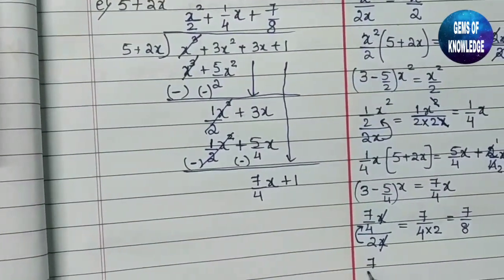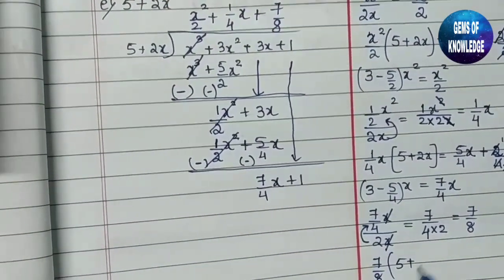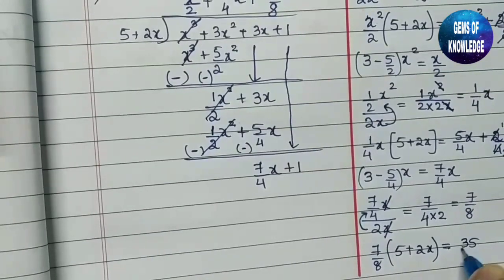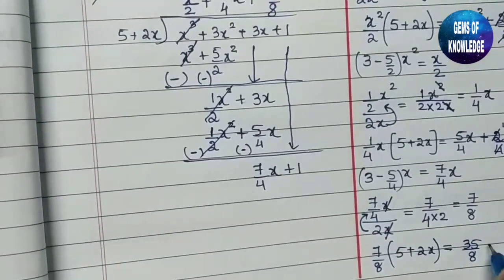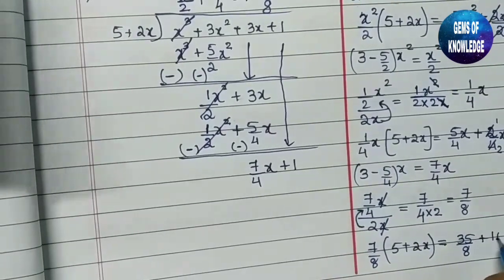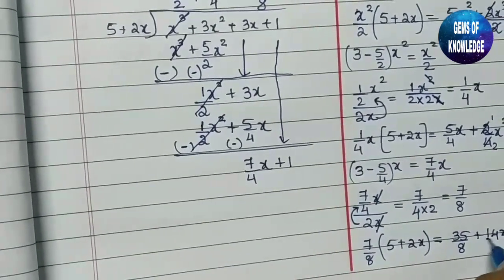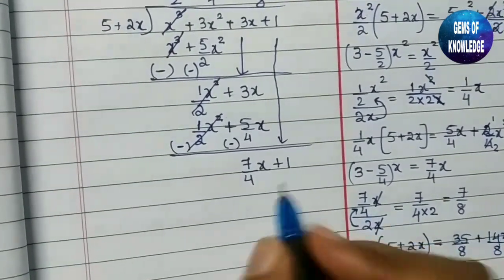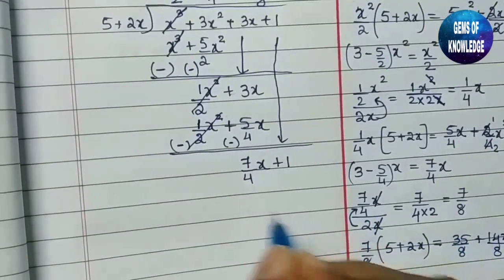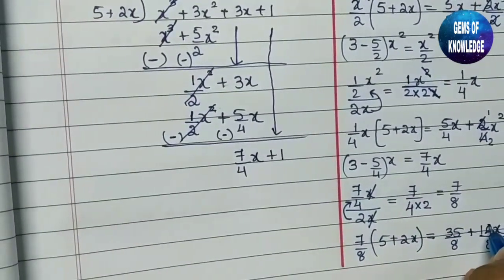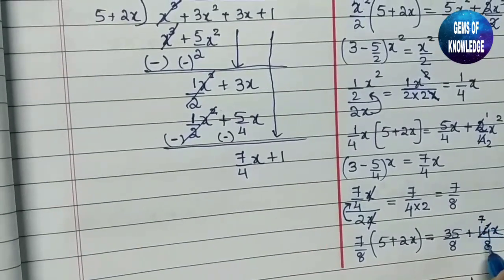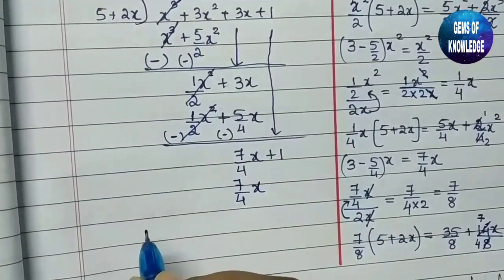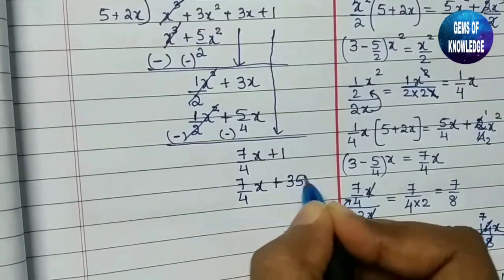So you are getting 7 by 8 when you are multiplying with 5 plus 2x. You are getting the value as 7 5s are 35 and it is divided by 8, plus 7 2s are 14 and this x will be as it is divided by this 8. Okay, so this 14 by 8x must be mentioned here. So before that let us simplify it. So 2 7s are 14 and 2 4s are 8. So you are left with 7 by 4 of x, okay, plus 35 by 8.